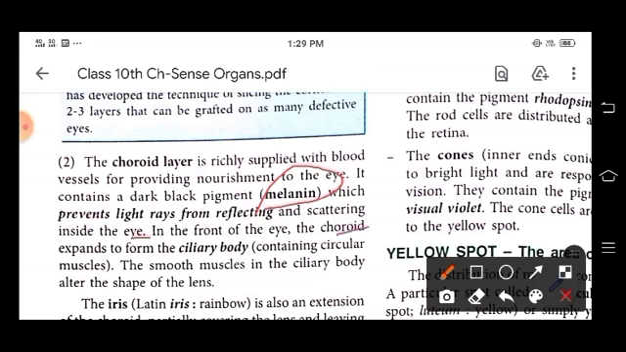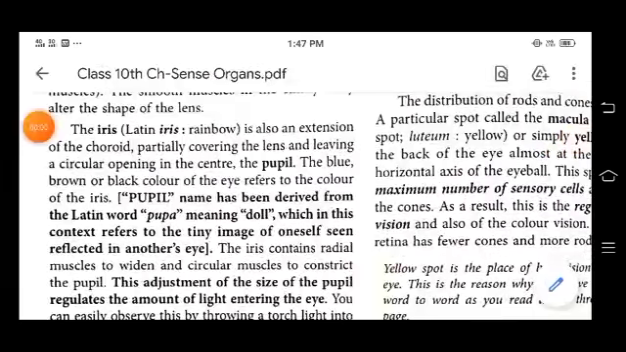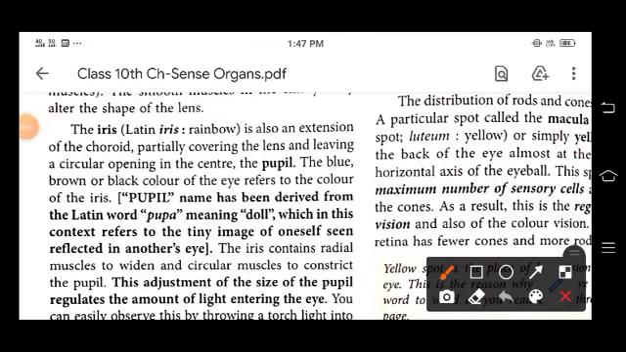Now this choroid layer expands to form the ciliary body in front of the eye, and the smooth muscles in the ciliary body alter the shape of the lens. The iris is also an extension of the choroid, which partially covers the lens and leaves a circular opening known as the pupil. The blue, black or brown color of the eye refers to the color of the iris.